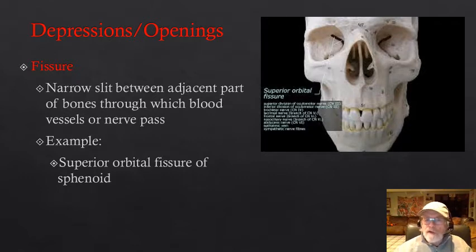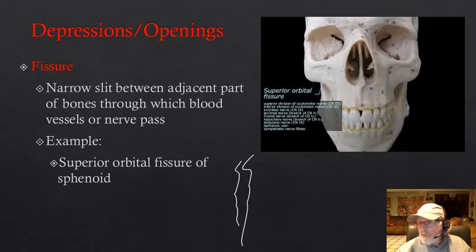The first one we have is called a fissure. A fissure is just like what it sounds like. If you watched an earthquake movie, all of a sudden the earth breaks open and it has a big crack in it. A crack is called a fissure. So a fissure is a narrow slit between adjacent parts of bones. And again, what's going through there? Blood vessels, nerves, or whatever the case may be.